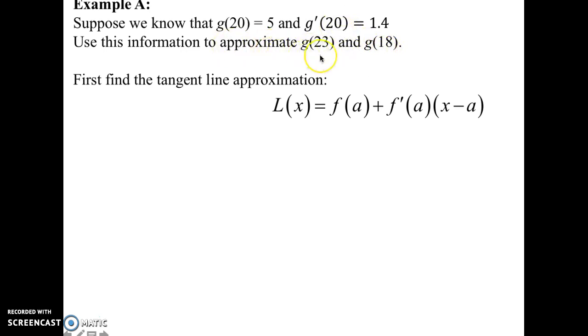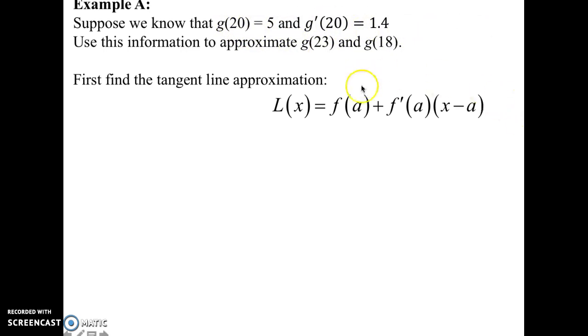Now, if I were asking for information about G at 50 or G at 100, this linear approximation wouldn't be very good because those aren't very close to 20. But because I have some information here that's pretty close to 20, I could use the linearization to approximate the value of the function.